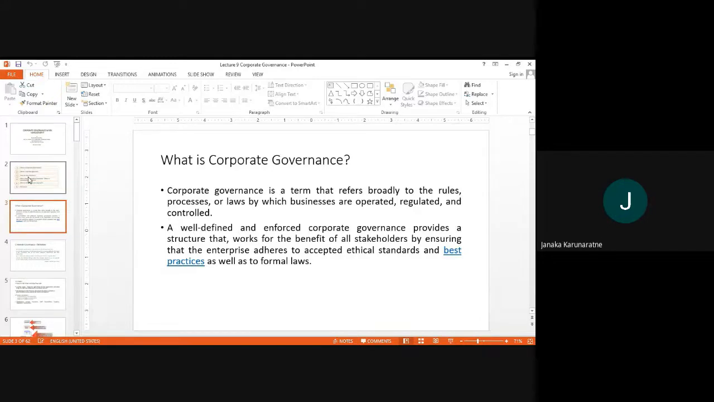A well-defined, enforced corporate governance provides a structure that works for the benefit of all stakeholders. When we think of corporate governance, we think it's only for us, that means the institution, but it benefits all stakeholders, by ensuring that the enterprise adheres to accepted ethical standards and best practices as well as formal laws. So it is going beyond formal laws, to ethical standards and best practices.